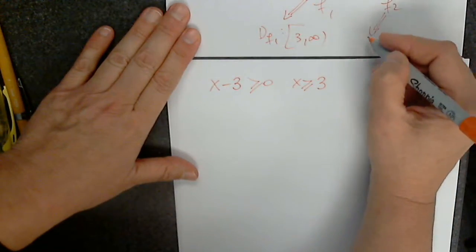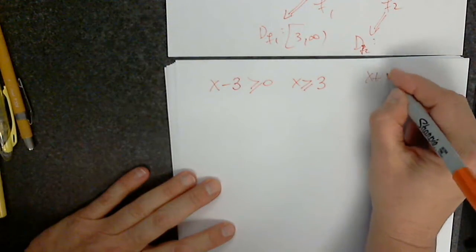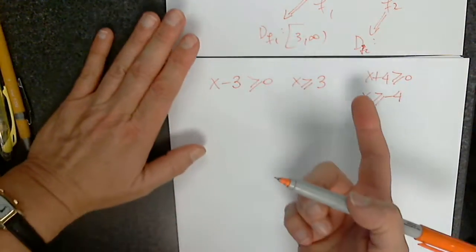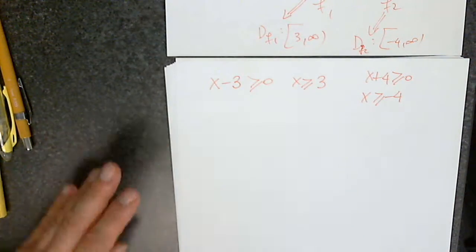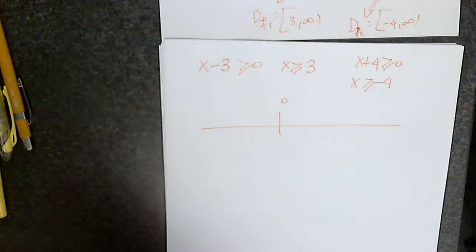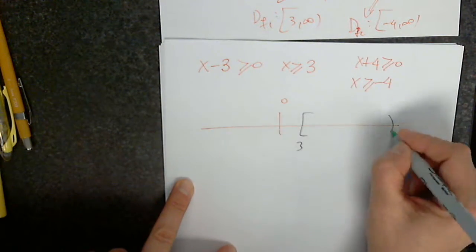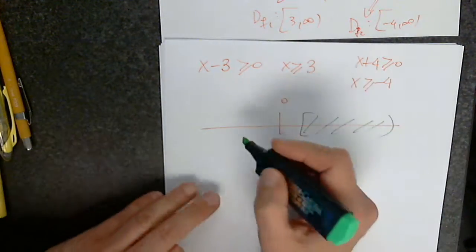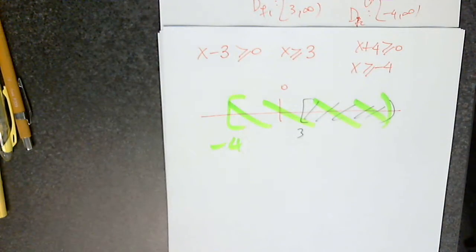Can anyone give us the domain of function 2? You have to write x plus 4 greater than or equal to 0, which means x greater than or equal to negative 4. What will be the domain of f2? Now I need the common domain. And before you say anything, allow me to graph them. 0. I don't need units. So 3 to infinity, and negative 4 to infinity. So then what is the domain of h?